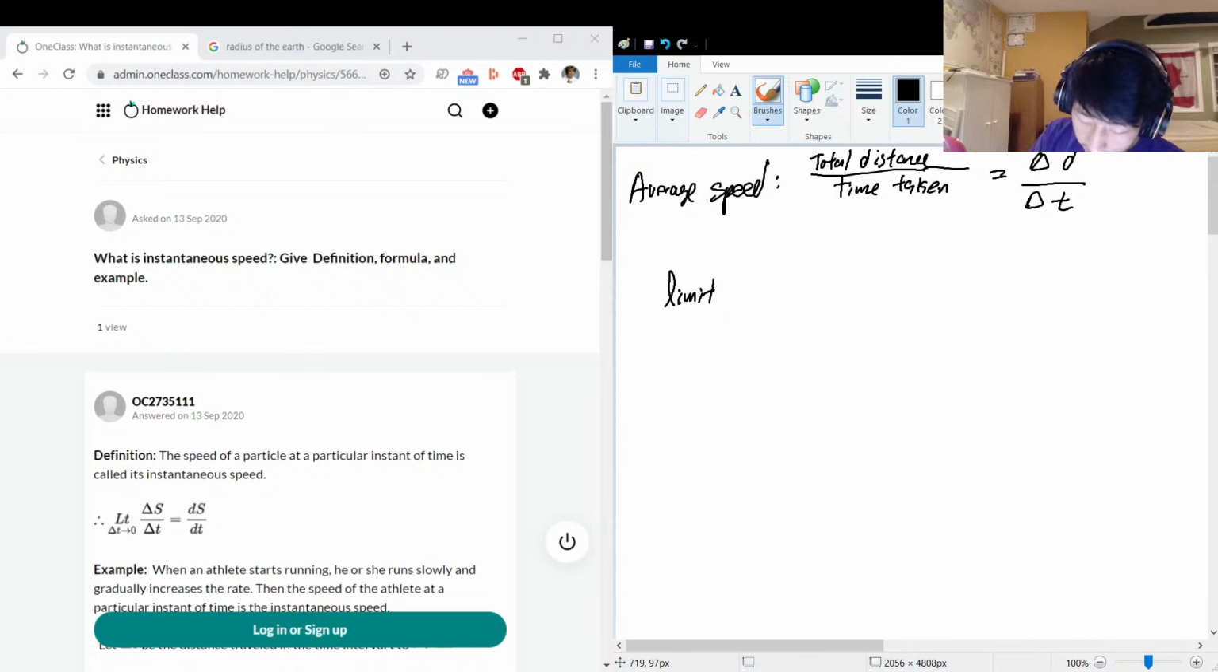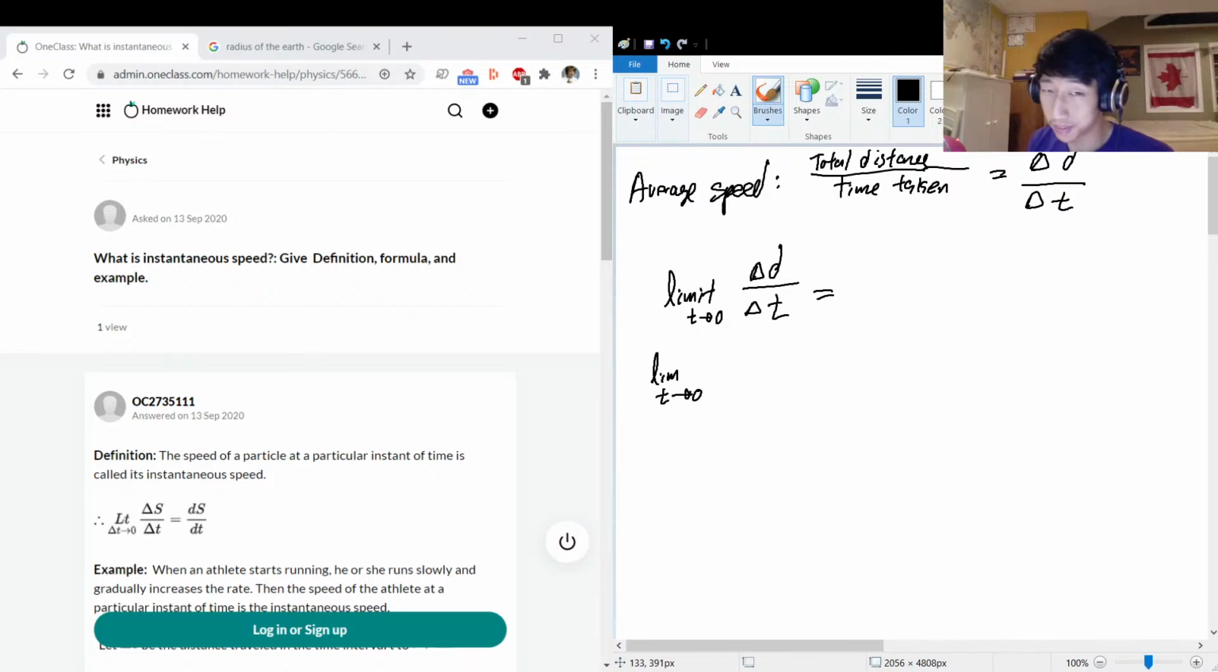So the limit as t approaches 0 for the change in distance over the change in time, this is equal to, sometimes you also see limit written like this, lim as t approaches 0. That's actually more common. To do that, you're really just taking the derivative with respect to time of the distance value.